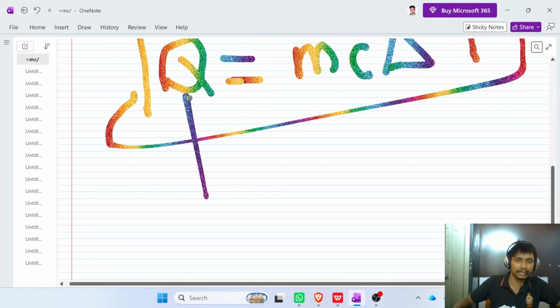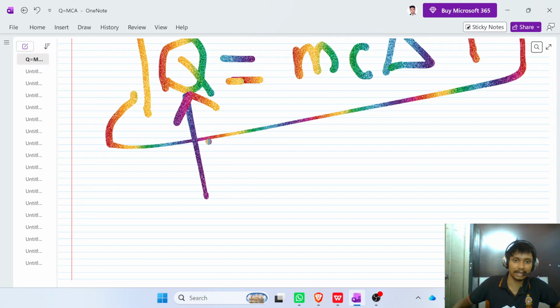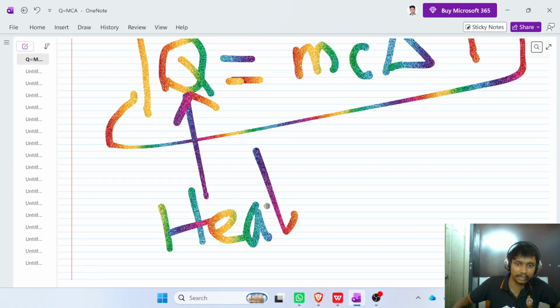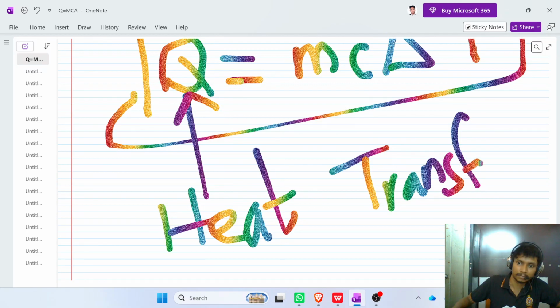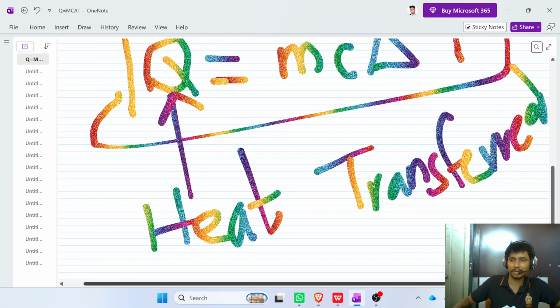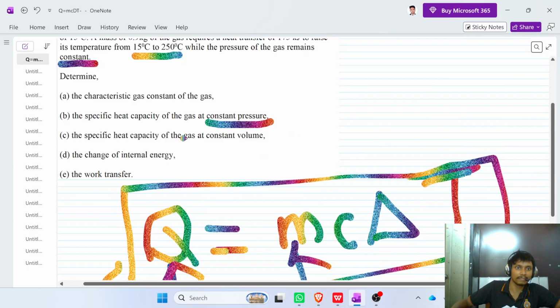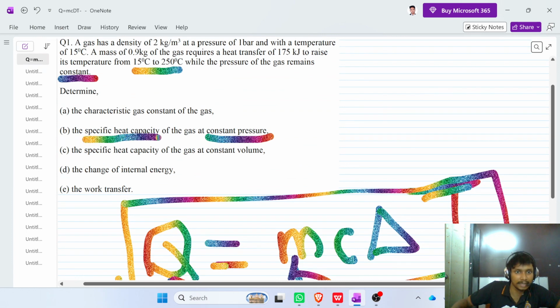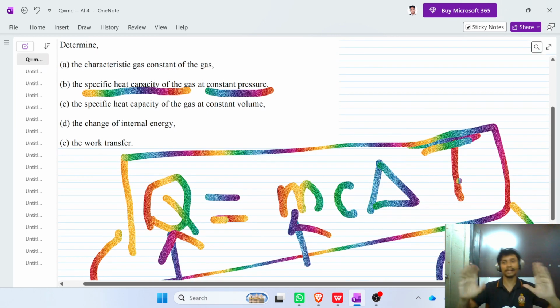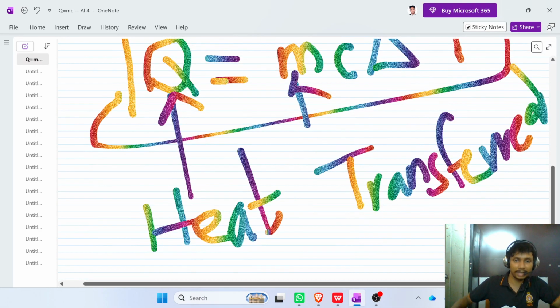We already know Q is the heat transferred. M is the mass of the gas. C is the specific heat capacity of the gas. Delta T is the temperature difference. But we must know that this Q is heat transferred.